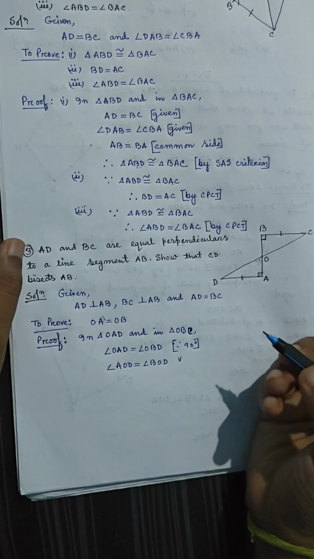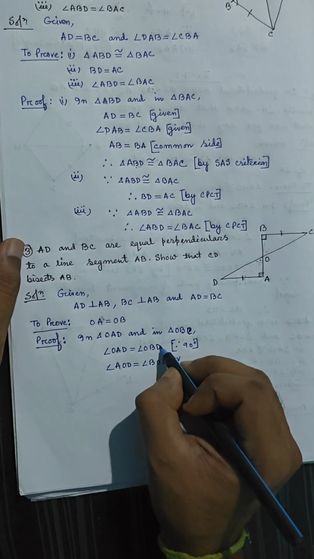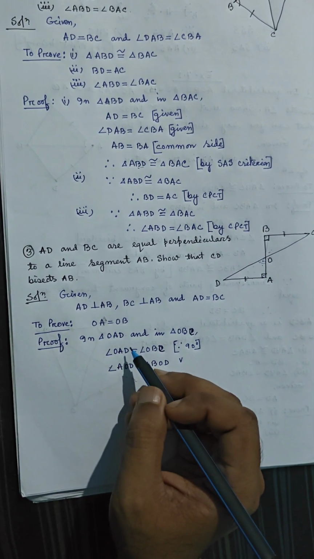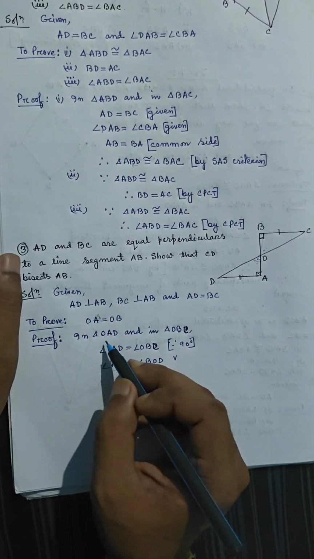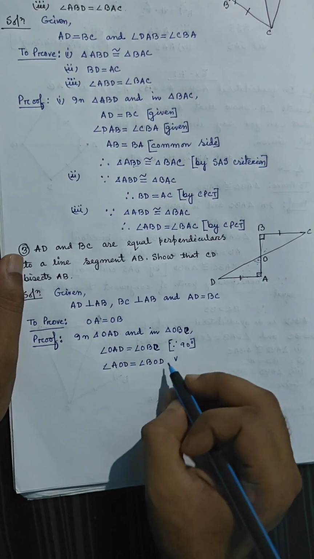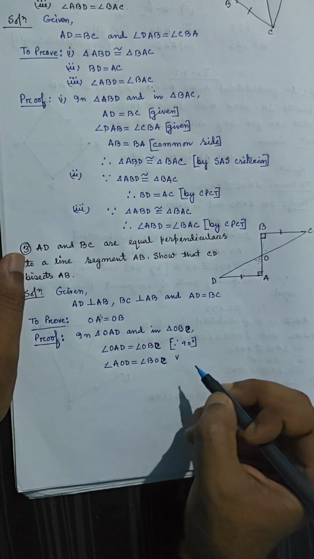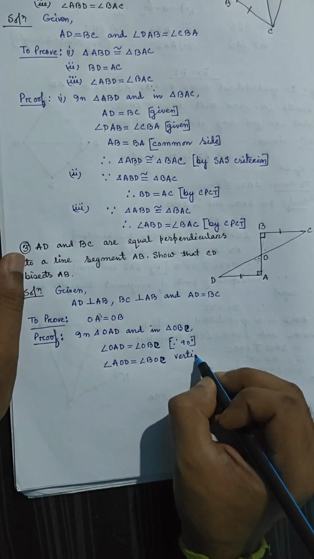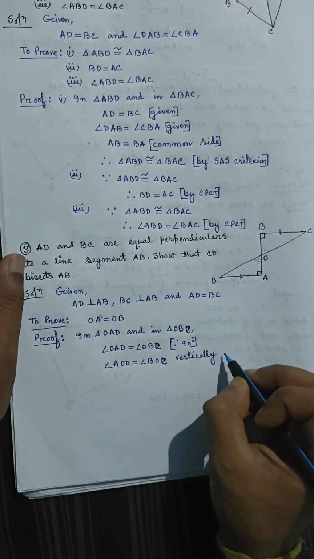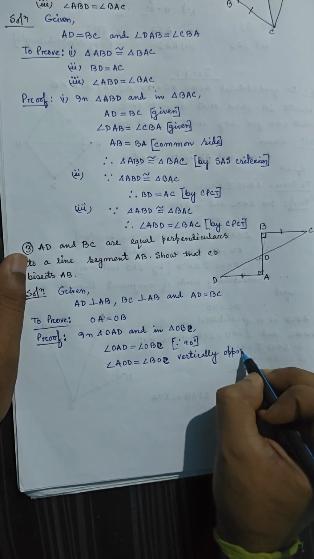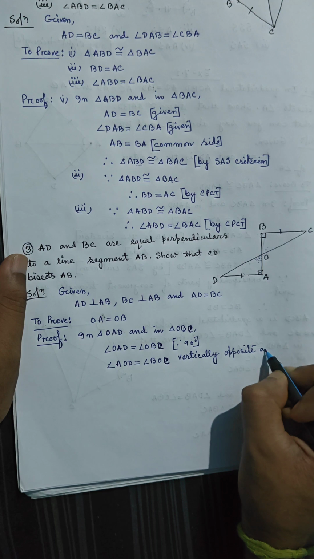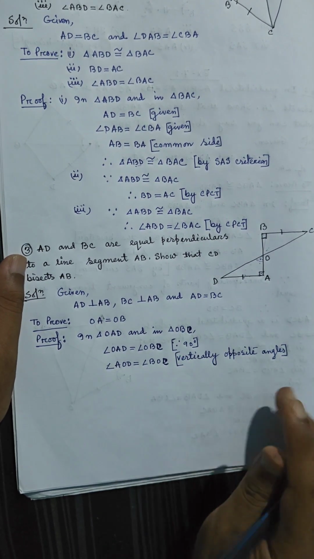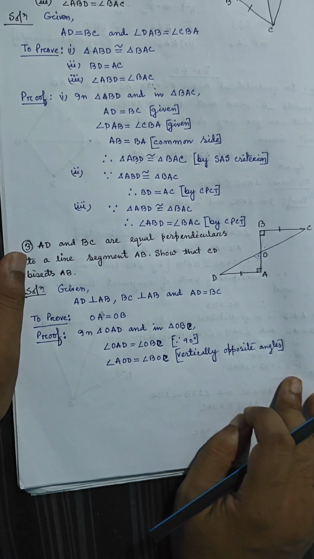C. Okay, OAD, OBC, C. Then AOD and BOC, not D. I've made a mistake here. Okay, vertically opposite angles. Don't write VOA, you have to write vertically opposite angles. Okay, two angles are done.